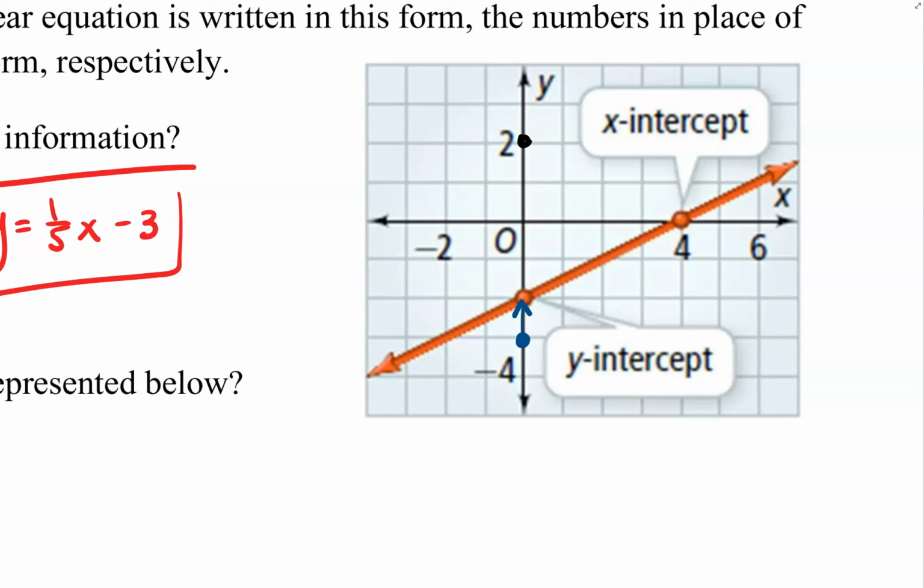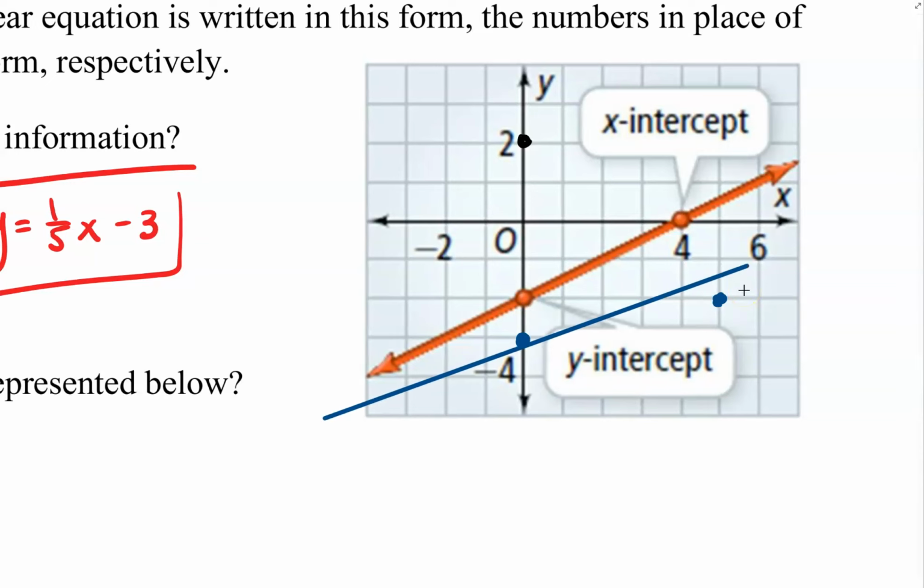So I'm going to rise 1. I'm going to run 5. I'm moving to the right. We always try to move left to right if we can. If I rise 1 and run 5, that puts a coordinate right here. And I'll be able to connect those 2 points with a straight line.